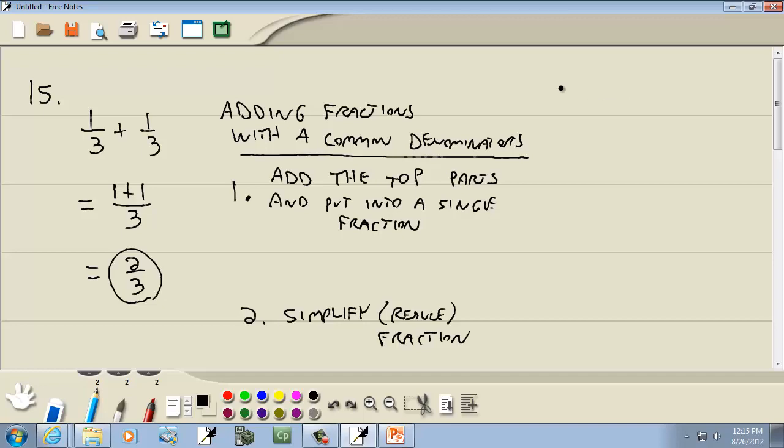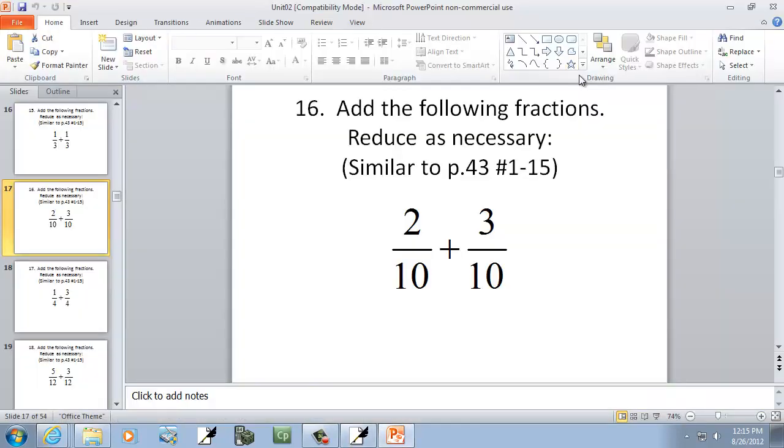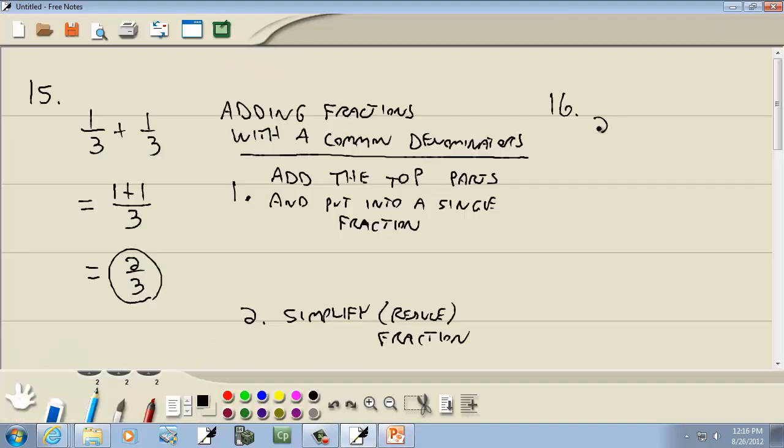Let's take a look at this one. We got 2/10 plus 3/10. Now they have the same denominator, so we'll add together the top parts. So we got 2 plus 3 over 10, and 2 plus 3 gives us 5, so we got 5/10.